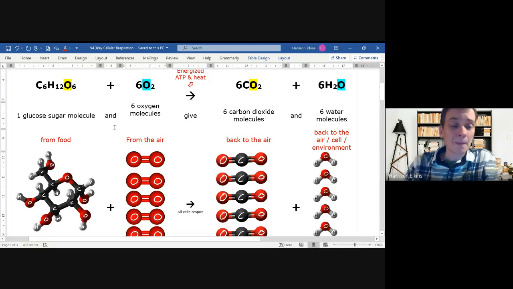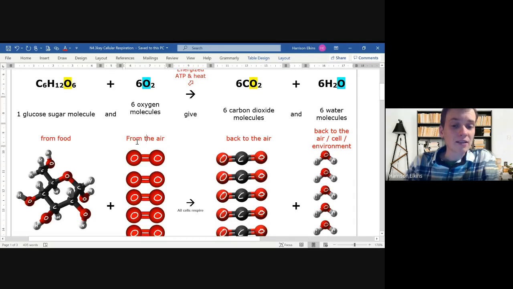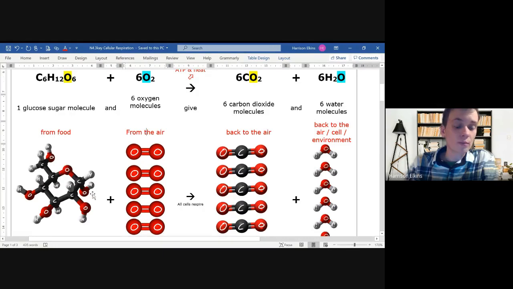From the air is being brought in, and that's going to help this sugar break apart so that it can rearrange some of those atoms and build carbon dioxide molecules, which we're going to breathe back into the air. And then it's also going to create some water in the process too. And that water could go several places. We could breathe it out. It could go to the cell or to other places in the environment. So water is being created in this process of breaking down the sugar as well.